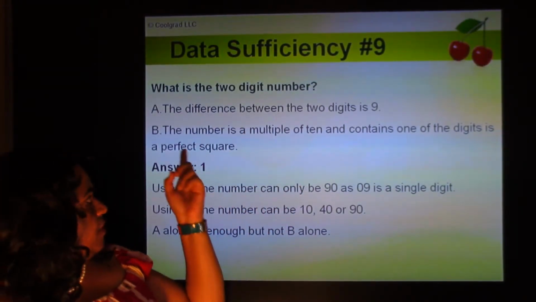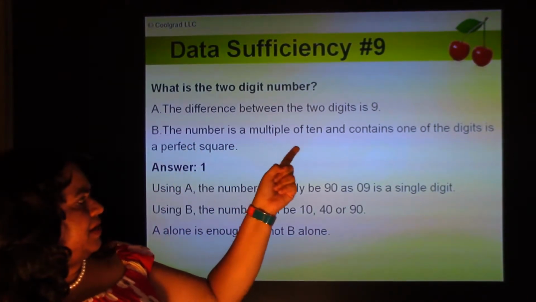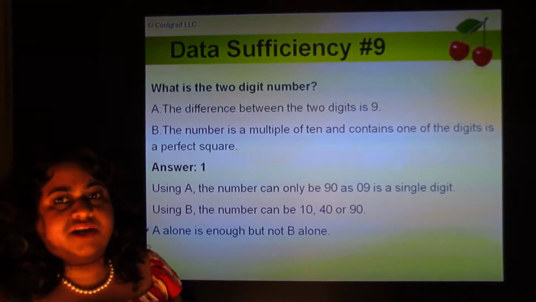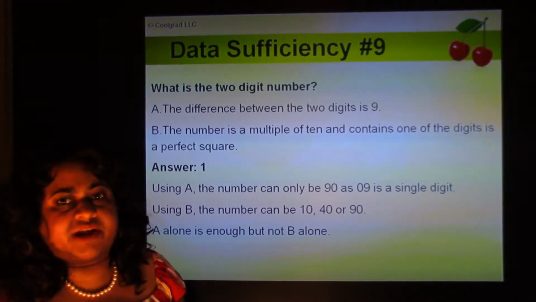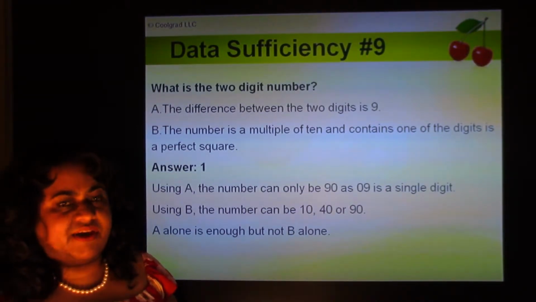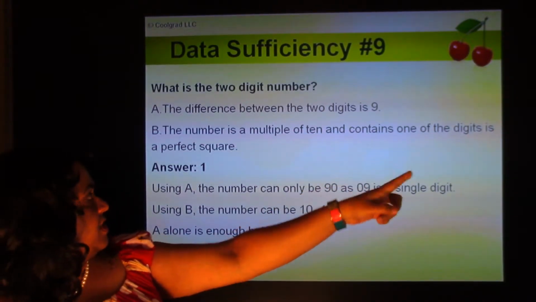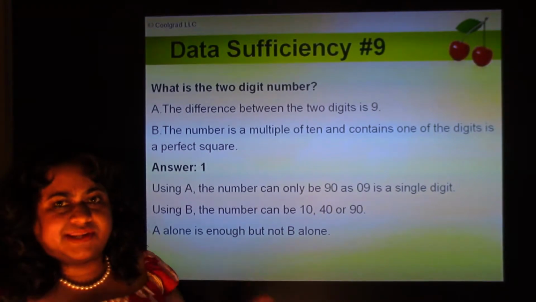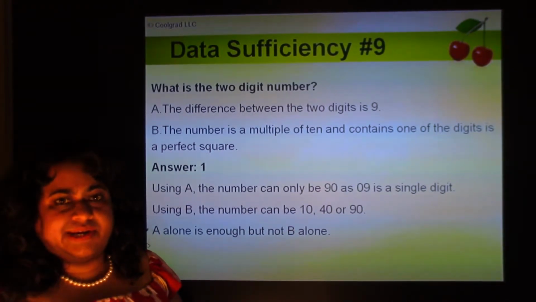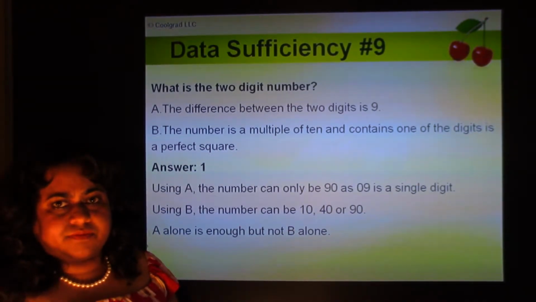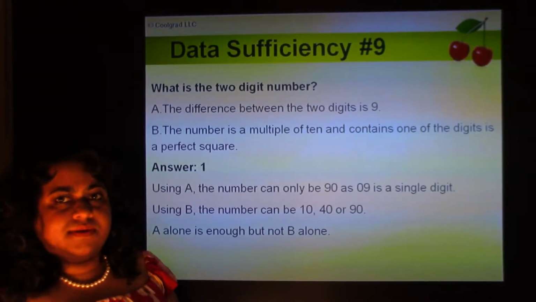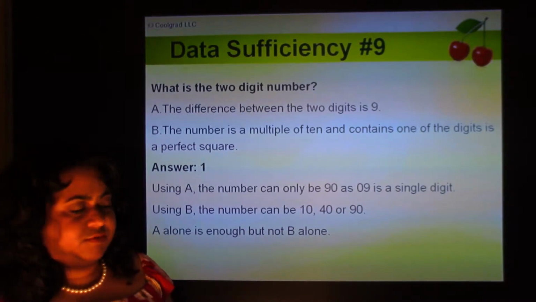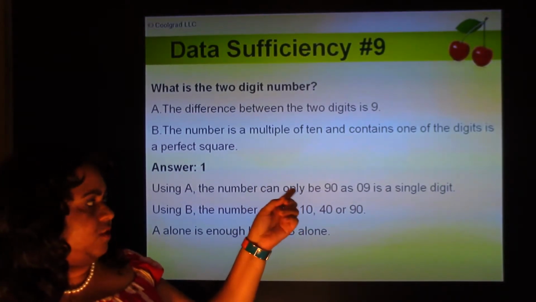Let's try using B alone. The number is a multiple of 10. It's a 2-digit number, multiple of 10. So it can be 10, 20, 30, 40, 50, 60, 70, 80 or 90. So it can only be these 9 values. And contains one of the digits as a perfect square. So we know the unit digit is 0. So the tens digit is a perfect square. So it can either be 1, 4 or 9. So the number can be 10, 40 or 90. We don't know which one. So B alone is not sufficient, but A alone is sufficient.